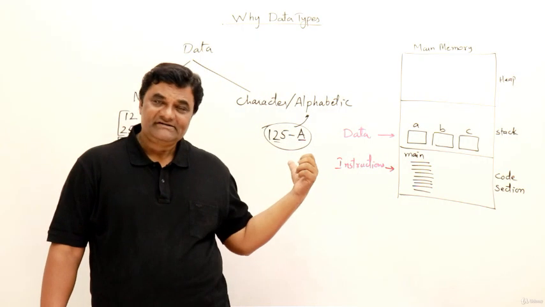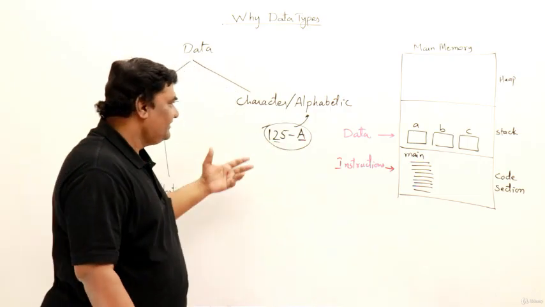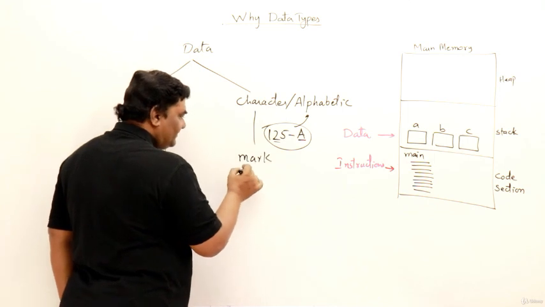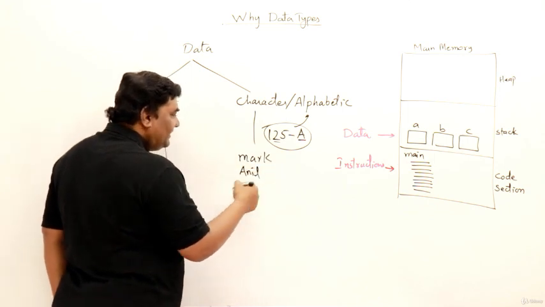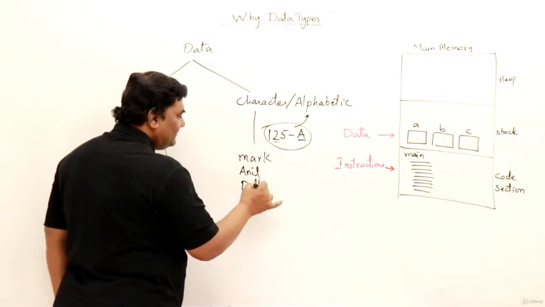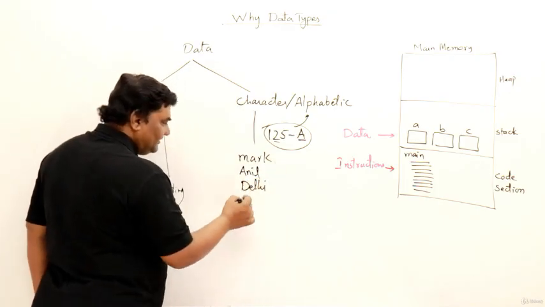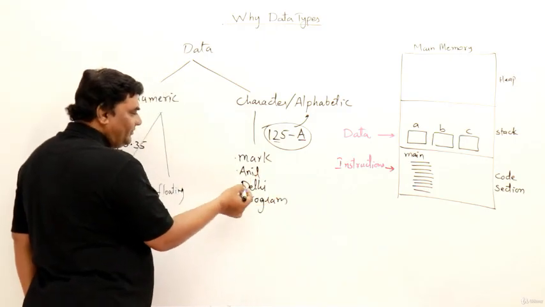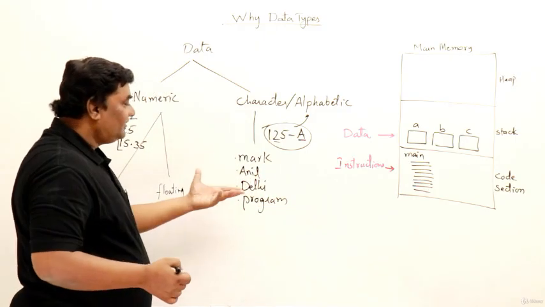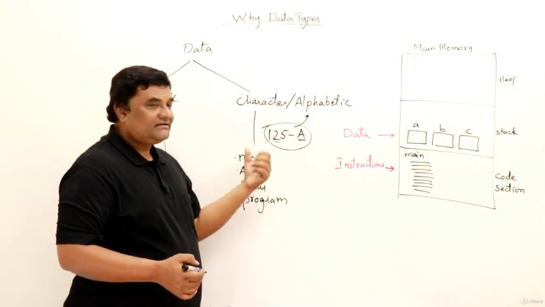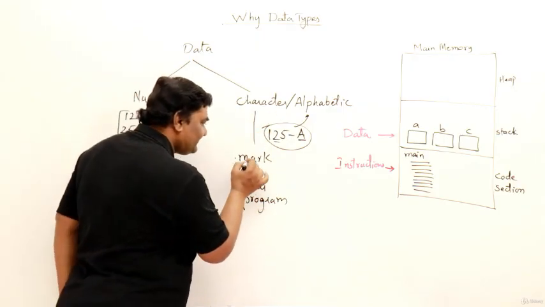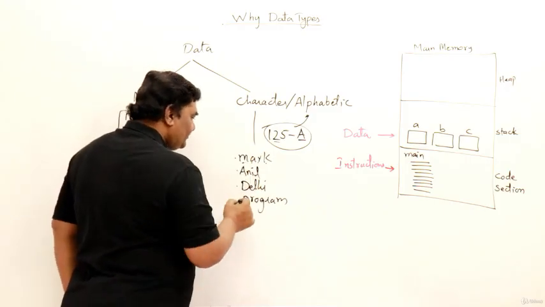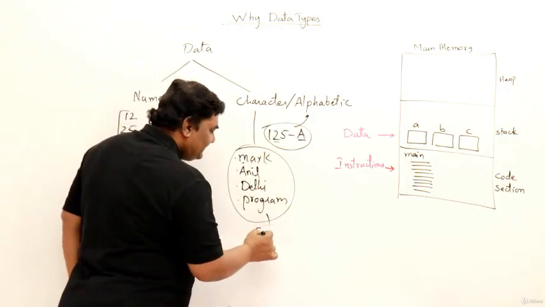Then next, coming on to this side, that is characters. So here, if I write a name, that is Mark or Anil, these are the names. Or the name of a place, Delhi, right? Or any word, program is a word. So it may be the name of a person, it may be the name of a place, or it may be any word from the dictionary. These are nothing but characters. So actually a character is just a single letter. A single letter is a character, right? But together they are forming a string. So we call this a string in our program.